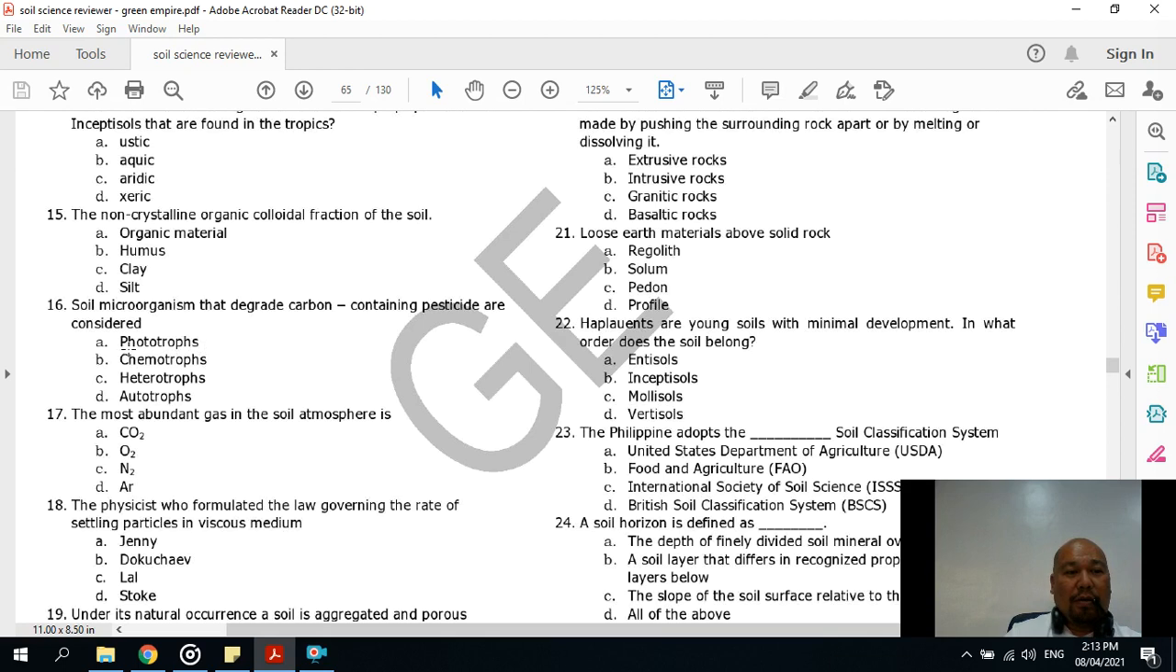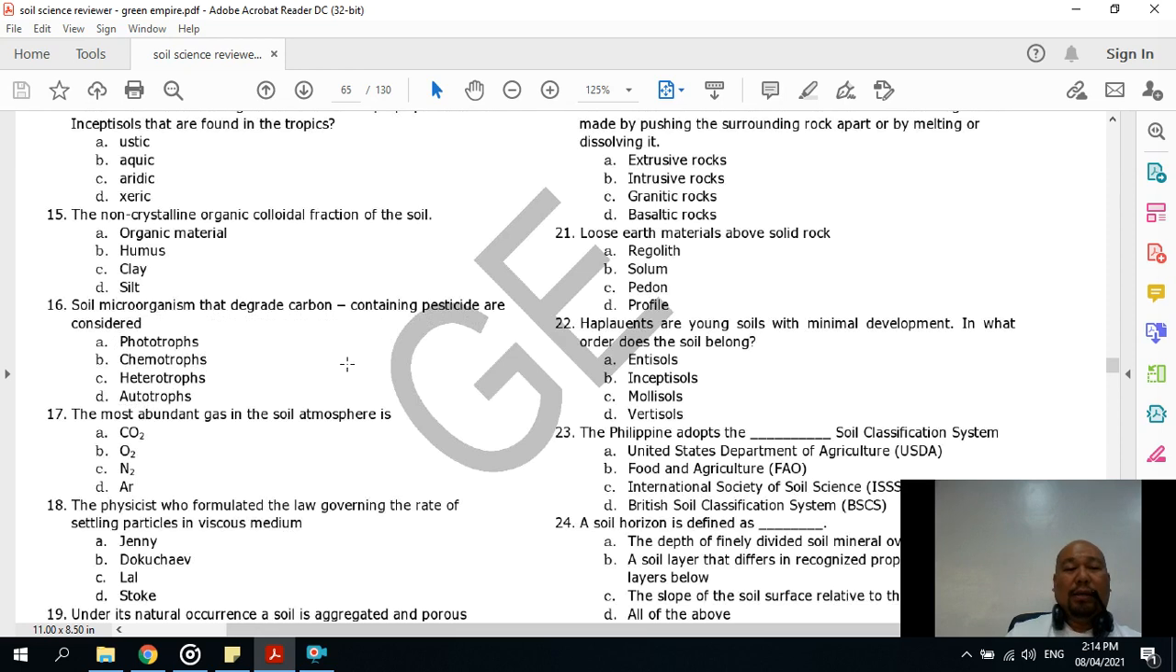When we say phototroph, these are organisms that take energy from light. Chemotrophs get their nutrients or energy from chemicals. Heterotrophs are basically those that eat plants and animals, so they get their energy from plants and animals. Autotrophs make their own. So plants can be considered phototrophs or autotrophs because they make their own food. In this case, since they're talking about carbon-containing pesticide, I think these are chemotrophs.